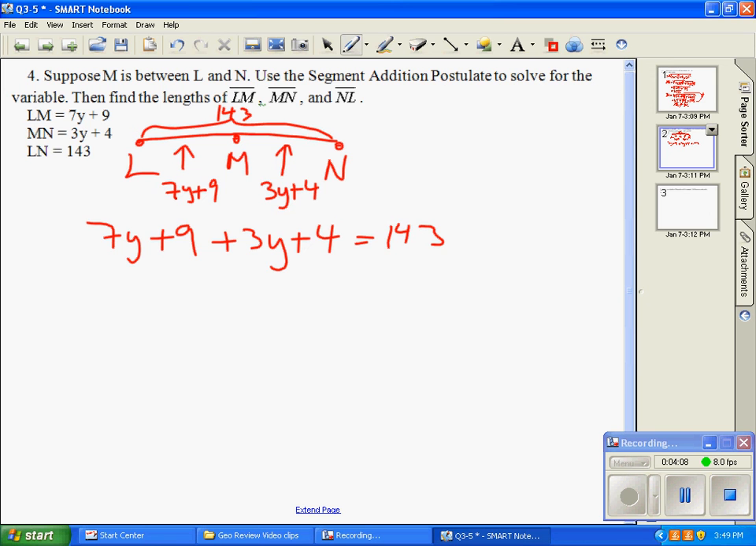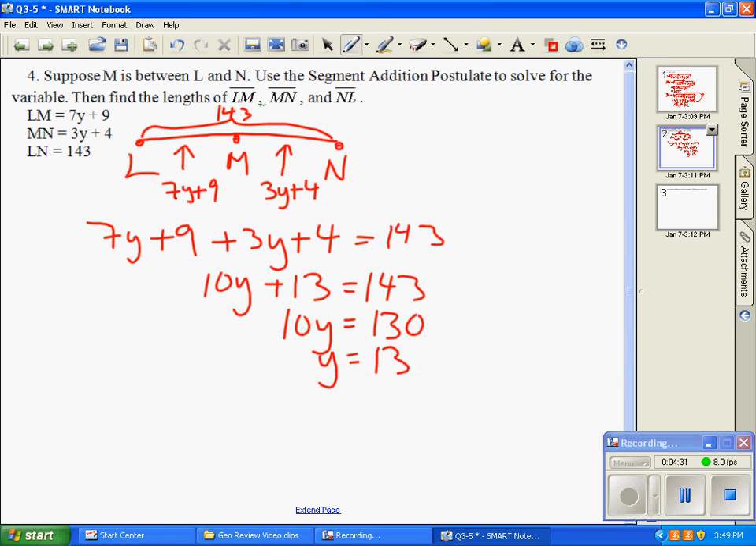Okay, so we just simplify this now, gather the like terms. So here, 7y plus 3y gives us 10y. And then we get plus 13 equals 143. Subtract 13 from both sides. So we get 130 on this side, and y equals 13. Okay, so that gives us the y. Now we still want to know what each one of those segments is equal to, so we have to plug in the 13 into each one of those.